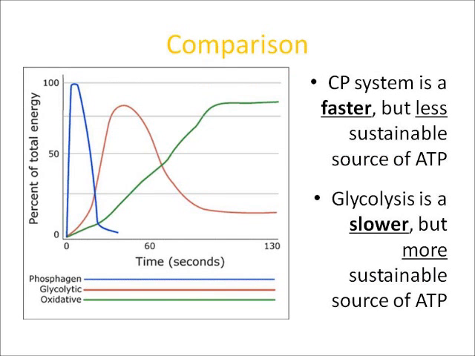Comparison. CP system is faster but less sustainable source of ATP. Glycolysis is slower but more sustainable source of ATP. So if you look at the table shown there, it shows the CP system, which is immediate energy stores lasting only a few seconds. The next system is the glycolysis that peaks a little under 60 seconds. And then it also shows the oxidative pathway, which is used for sustained energy production.